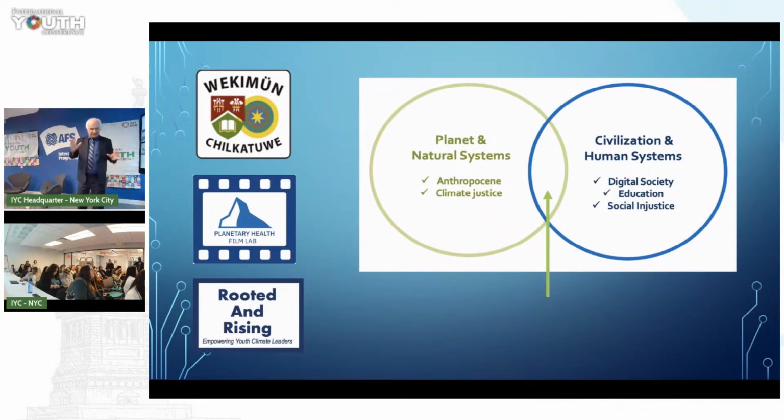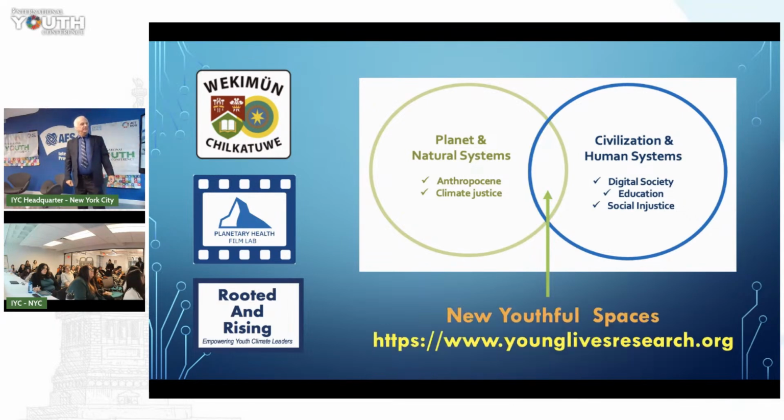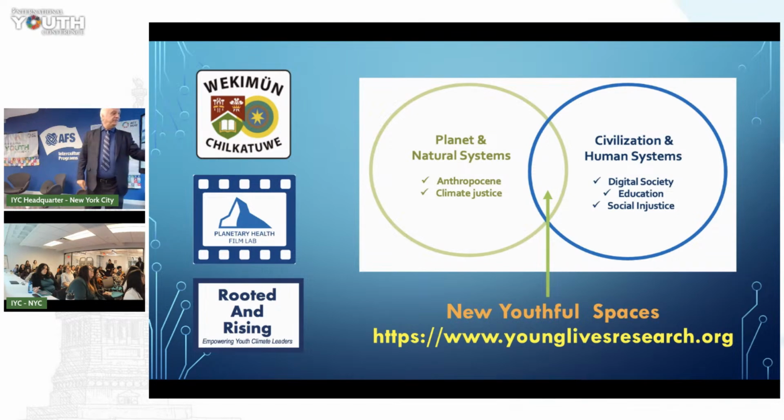So they have these two kind of circles here. You're familiar with a Venn diagram, right, and the overlap of the two circles. So the first one is planet and natural systems, along with civilization and human systems. And as they overlap, this is the space that is the new youthful spaces. This is where you guys can make a specific contribution. And that's what the Young Lives Research Lab tries to focus on. And if you want more information, there's their website down there, younglivesresearch.org.